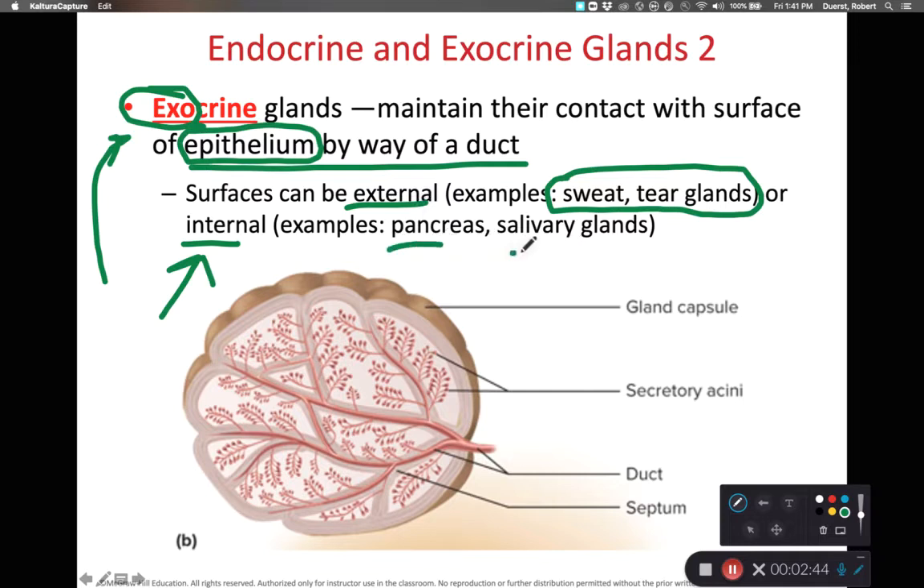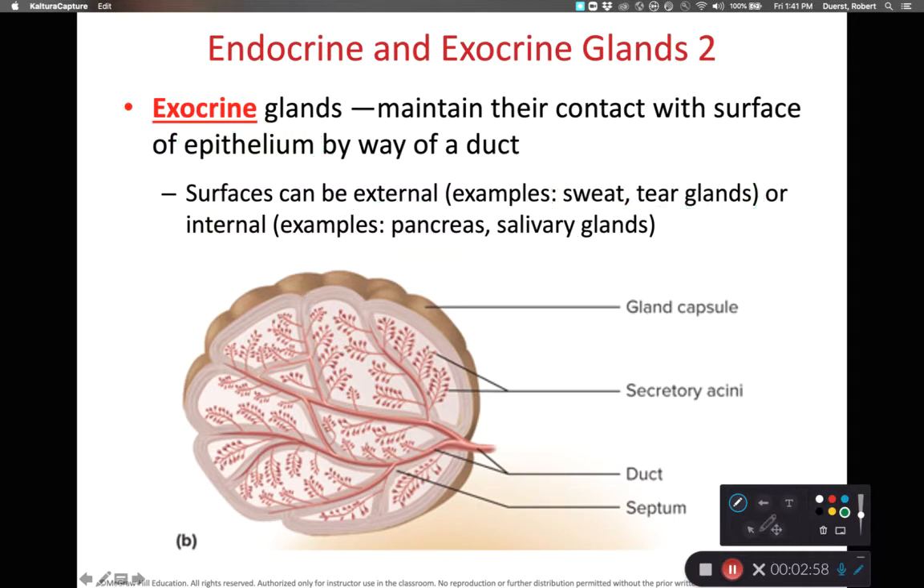The pancreas, the salivary glands, and the goblet cells within the intestinal tract, all of their secretions go to the lining of the digestive tract and ultimately leave our bodies through elimination when we have a defecation event.